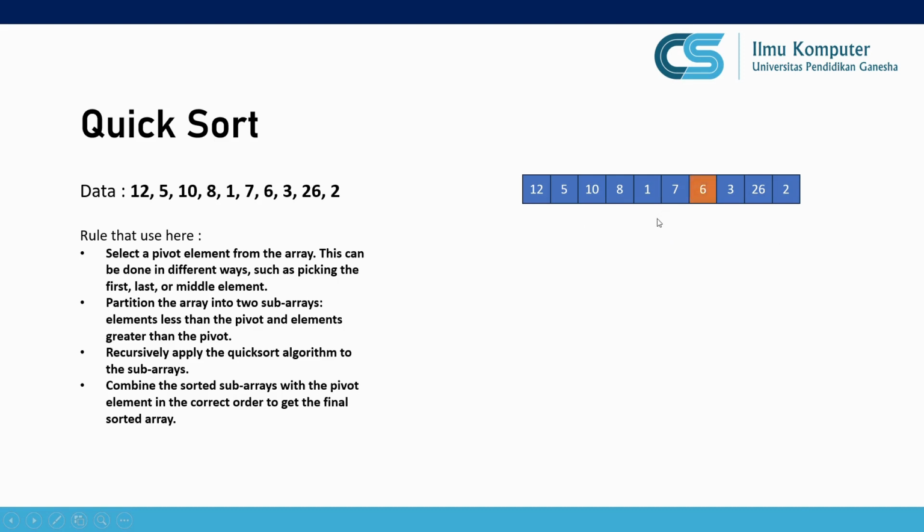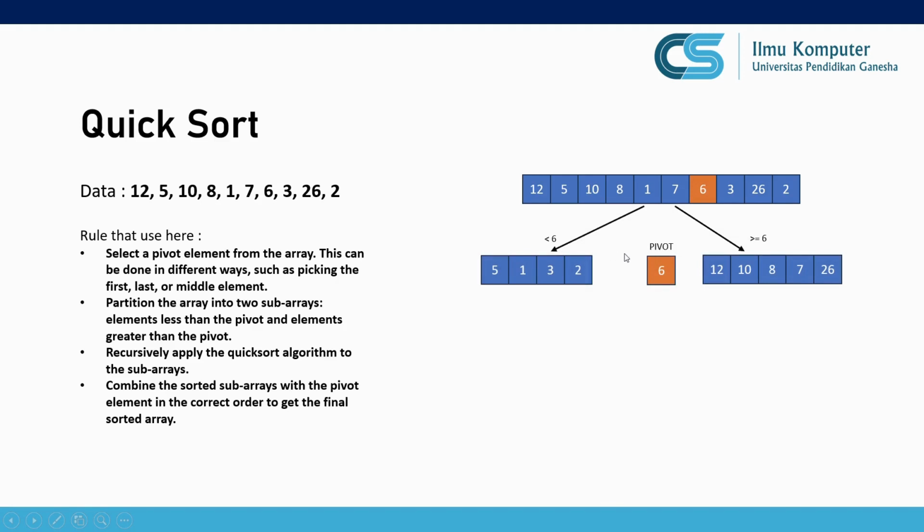So here I choose 6 as the pivot. Elements that are less than the pivot are 5, 1, 3, and 2, and elements that are greater than the pivot are 12, 10, 8, 7, and 26. We do the same thing until we get the correct order to get the final sorted array.